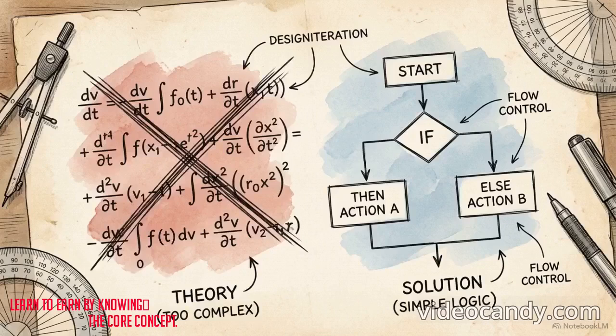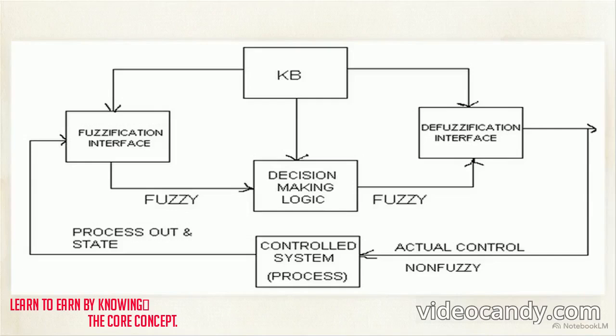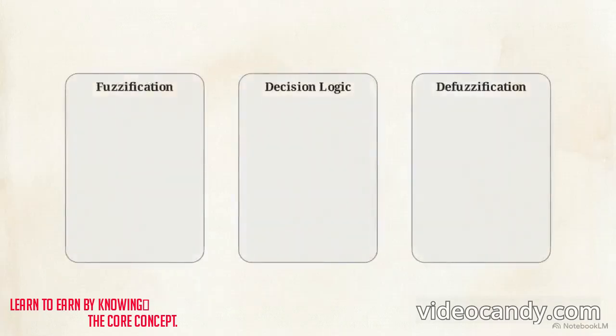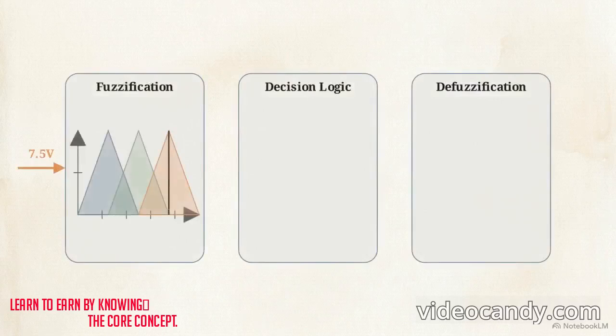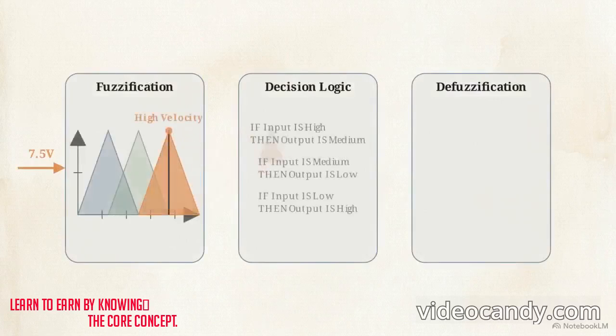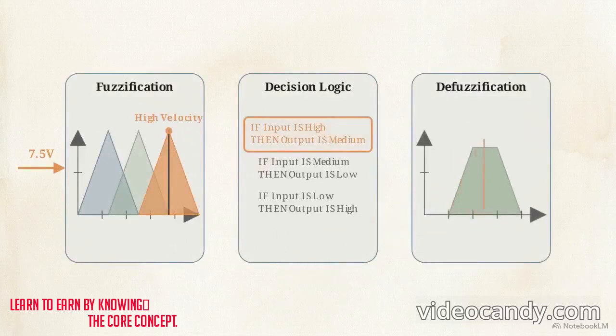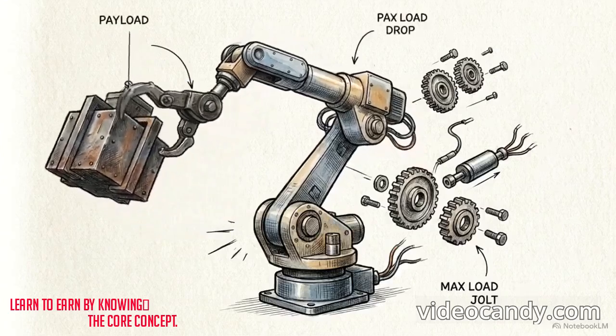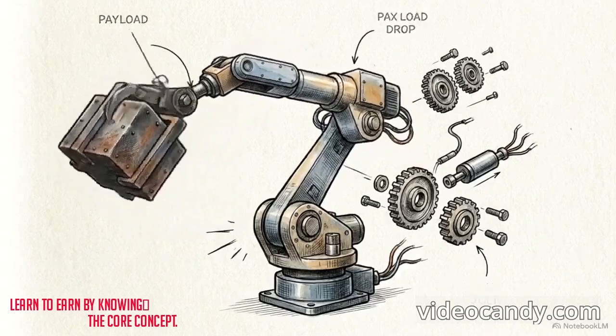Fuzzy logic control, or FLC, provides an alternative approach that does not require an exact mathematical model of the physical system. The FLC architecture shown here begins by taking crisp sensor data for error and the derivative of error and passing them into a fuzzification interface. Fuzzification converts precise numbers into linguistic variables, categorizing states like high velocity. These enter the decision-making logic, applying if-then rules to determine control action. Finally, the defuzzification interface converts the logical decision back into a crisp voltage signal to drive the motor.